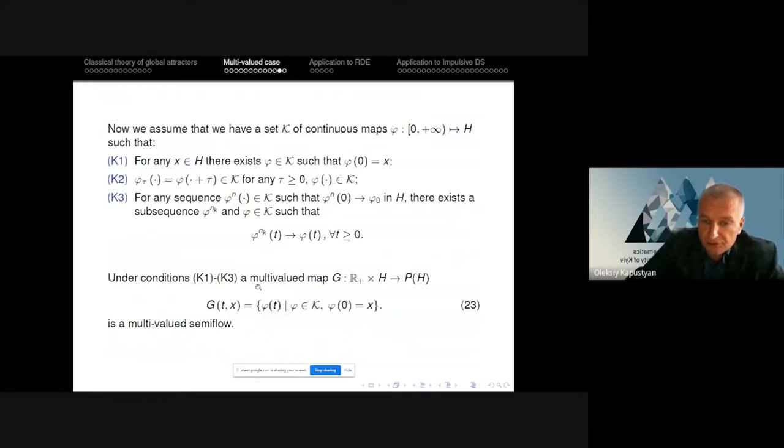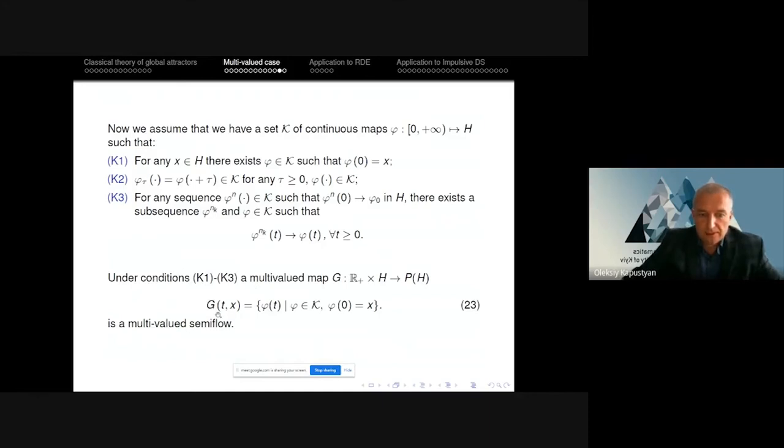And if we want to speak about the structure of the global attractor, first of all, we must impose structural properties on our semiflow G. So let's assume that we have a set K of continuous maps phi, such that for every x of H, there exists at least one phi starting from x. The shift of phi belongs to K for every phi from K, and some analog of continuity with respect to initial data takes place. In fact, in applications, the set K is generated by the set of solutions of particular problems. The set K is a set of solutions.